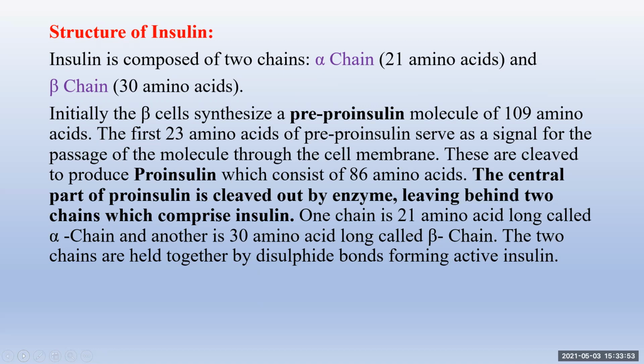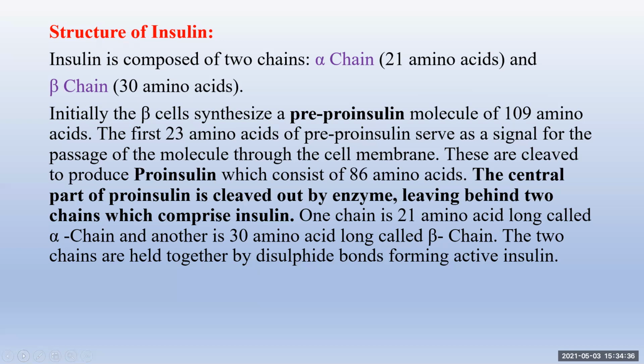Now, from the proinsulin, the central part, which we call the C chain, is cleaved out by the enzyme, leaving behind two chains which comprise insulin. So first pre-proinsulin is synthesized, made up of 109 amino acids. The first 23 amino acids are cleaved out because they serve as signal for the passage of the molecule through the cell membrane. The resultant is the proinsulin made up of 86 amino acids. The central part of the proinsulin is not important, so it is cleaved out by enzymatic action, leaving behind two chains, alpha chain and beta chain. The two chains together make up insulin.